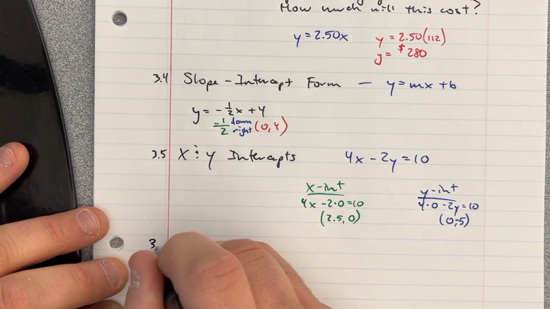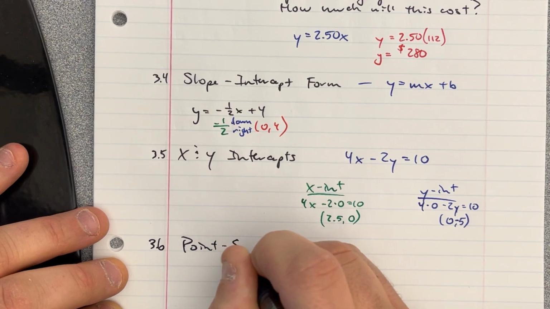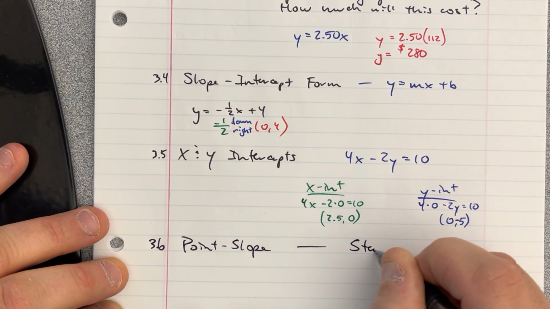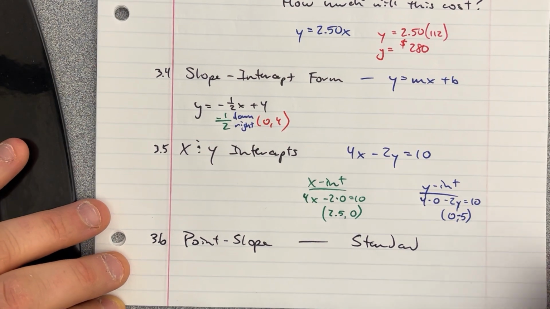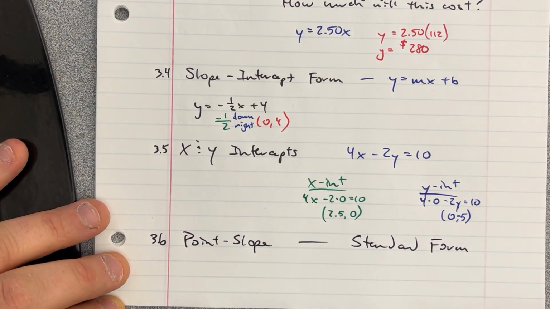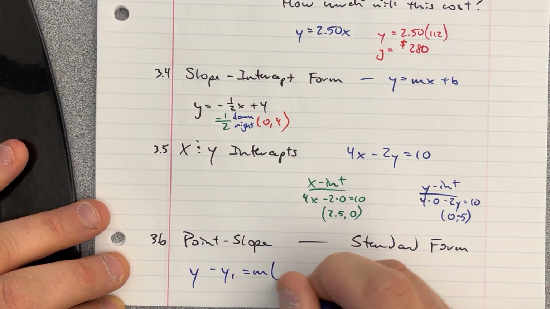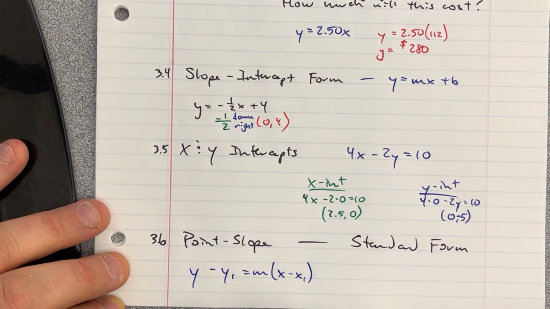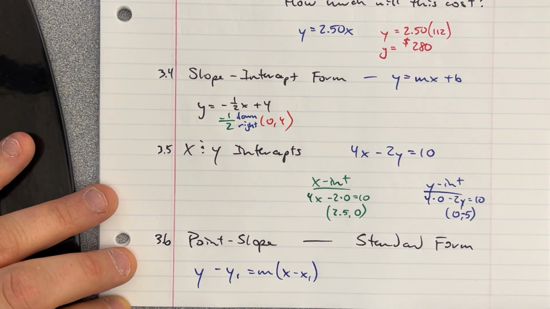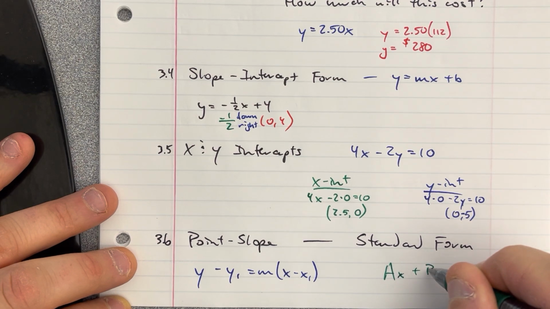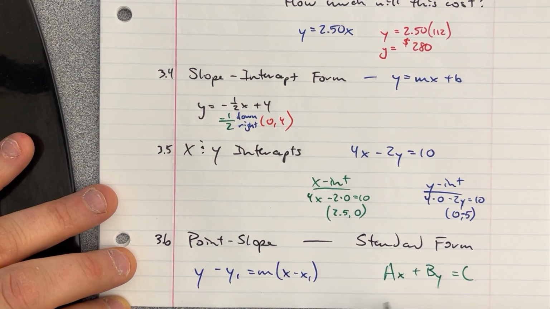In section 3.6, we worked on point slope to standard form, all with slope-intercept form in between, in the middle. Don't forget, point slope form is that y minus y1 equals m times x minus x1, plugging in our information correctly there. Standard form, this is where we had ax plus by equals c, where a has to be greater than 1, can't be a negative, and none of these can be a fraction or decimal.